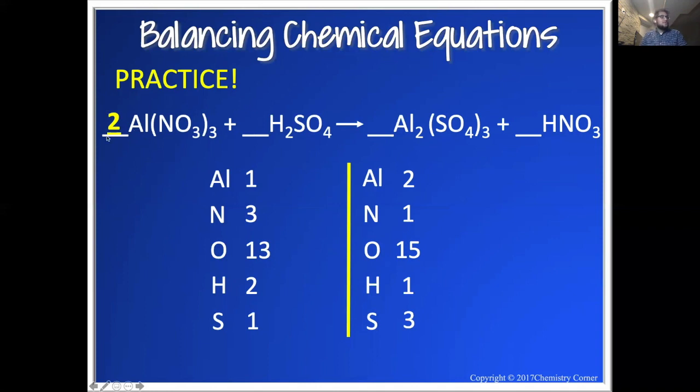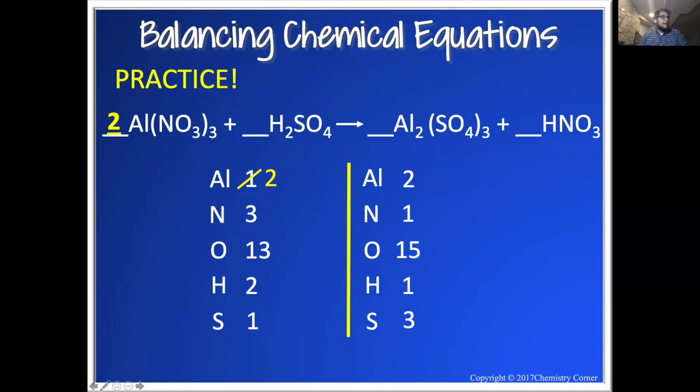Okay, so that 2 times the 1 in front of the aluminum, that gives me 2 aluminums now on the left side. So now my aluminums are fixed, right? Because I got 2 aluminums here on the right, and I've got 2 times 1 aluminum here on the left. Okay, the aluminums are good. Now I'm going to move on to the next easiest element to fix, right? So that's going to be nitrogen. So if I look in here, here's my nitrogen.